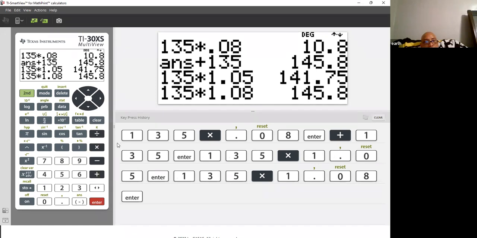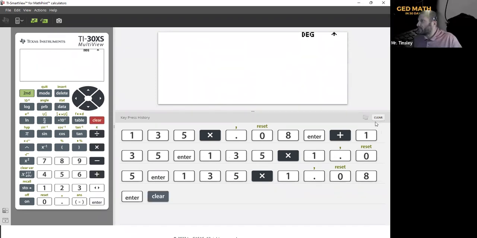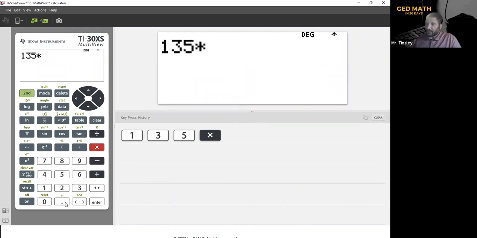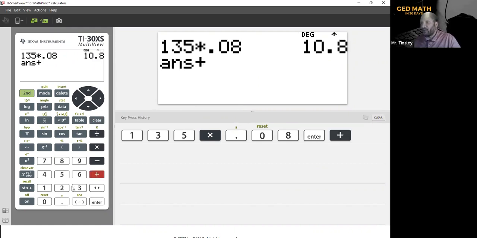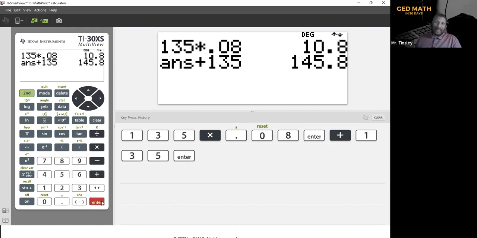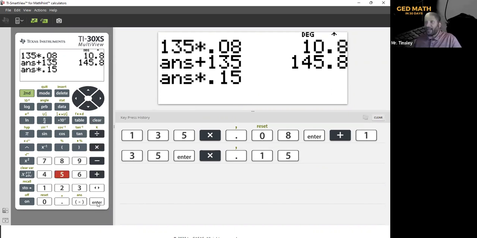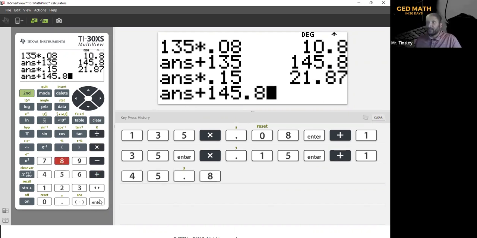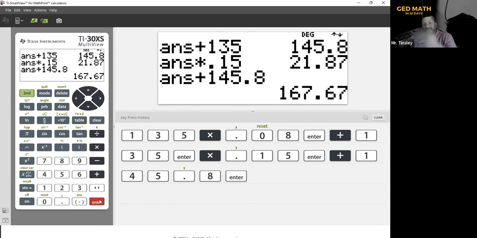So what happens is people are doing all this extra work because they're doing this: 135 times 0.08. I change it to a decimal. Then I add that to the 135. Enter. Then I've got to take 15% of it, times 0.15. And then I've got to add it back to my original price, which is 145.8. Did I still get 166.67? Still got the same thing.